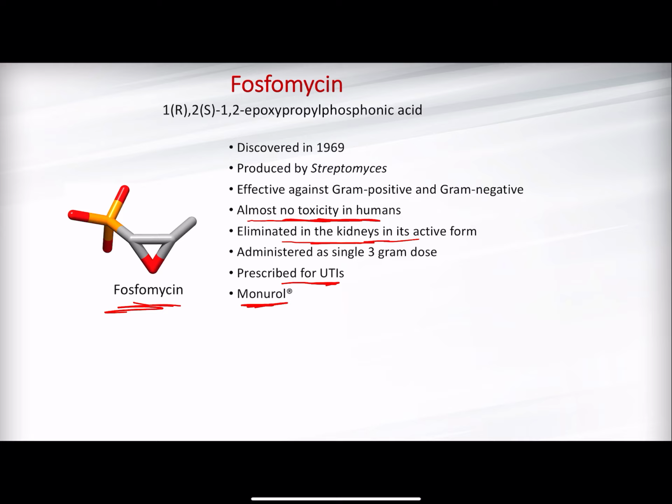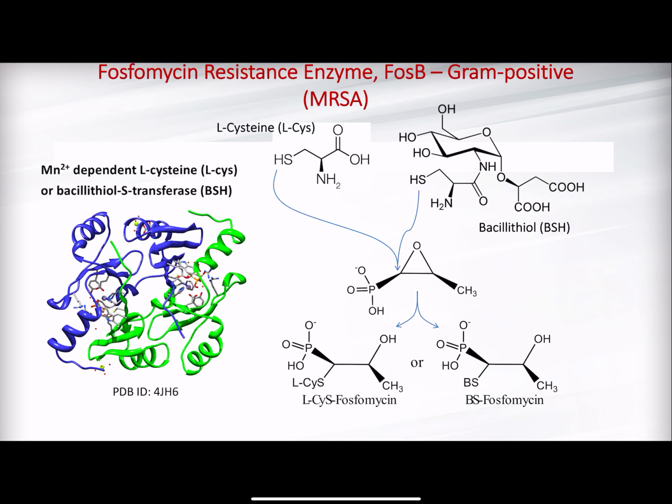The problem with fosfomycin is that the bacteria have evolved an enzyme that destroys fosfomycin. So when we challenge bacteria, and this enzyme actually is from MRSA, or methicillin-resistant Staph aureus, when we challenge something like MRSA with fosfomycin, MRSA overexpresses this protein or enzyme that binds to the antibiotic. Here's fosfomycin.